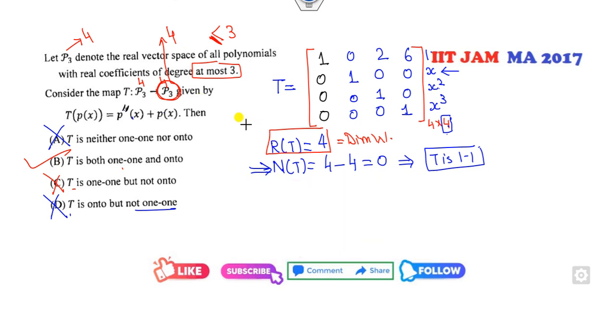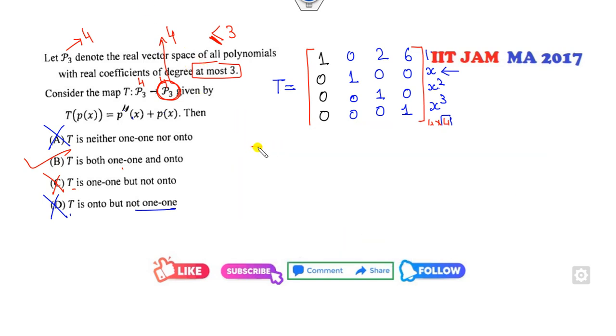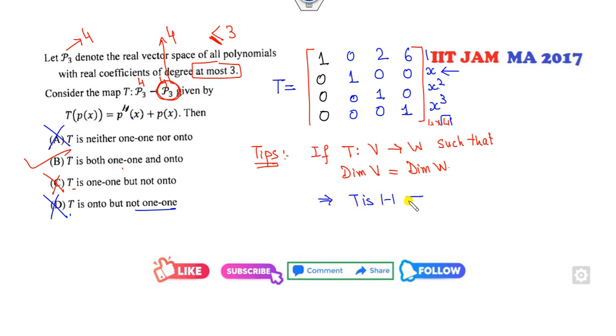Fine. Now I will give you one more tip related to this problem. If T is my mapping from V to W such that dimension of V is equal to dimension of W, then you can say T is one-one if and only if T is onto. So look at it. What is the dimension of this? 4. This is also 4. So this property is satisfied.